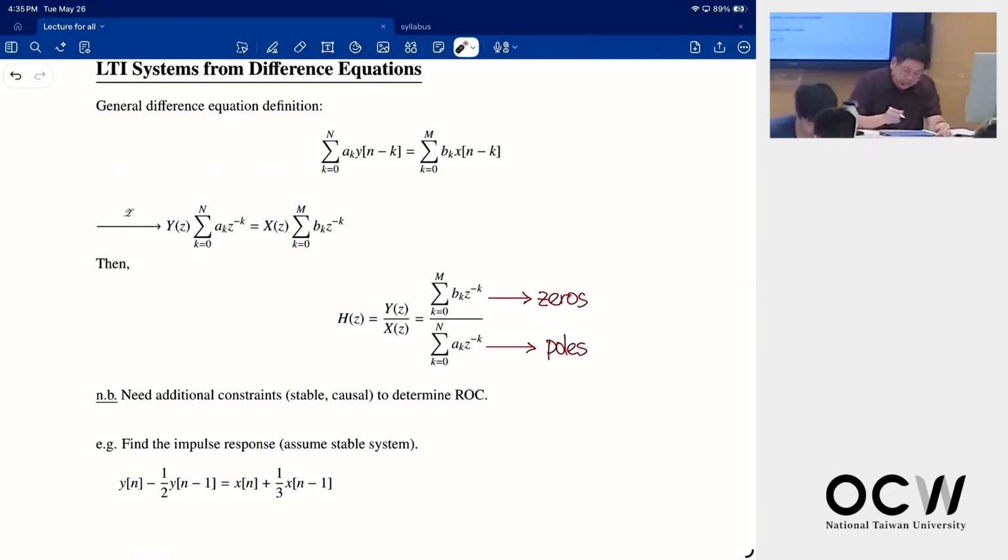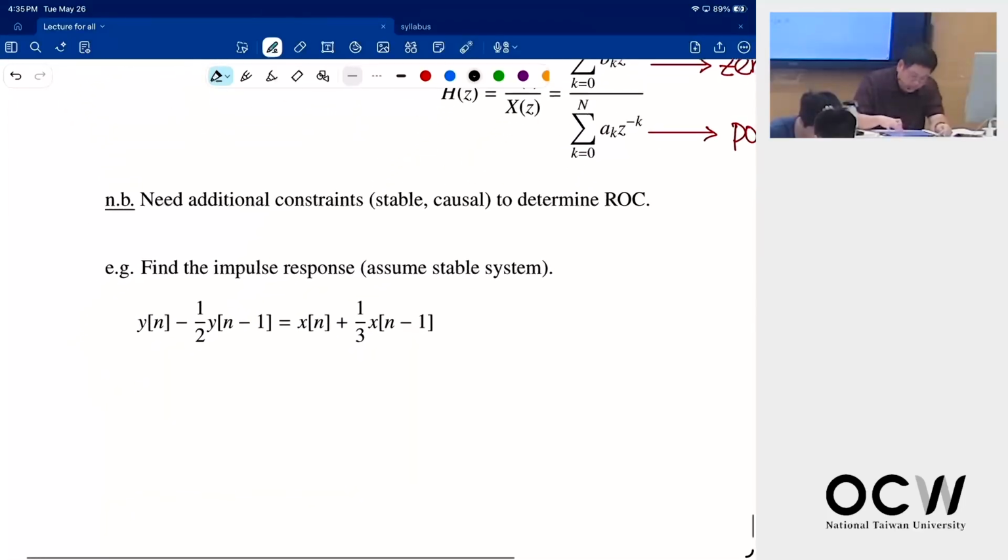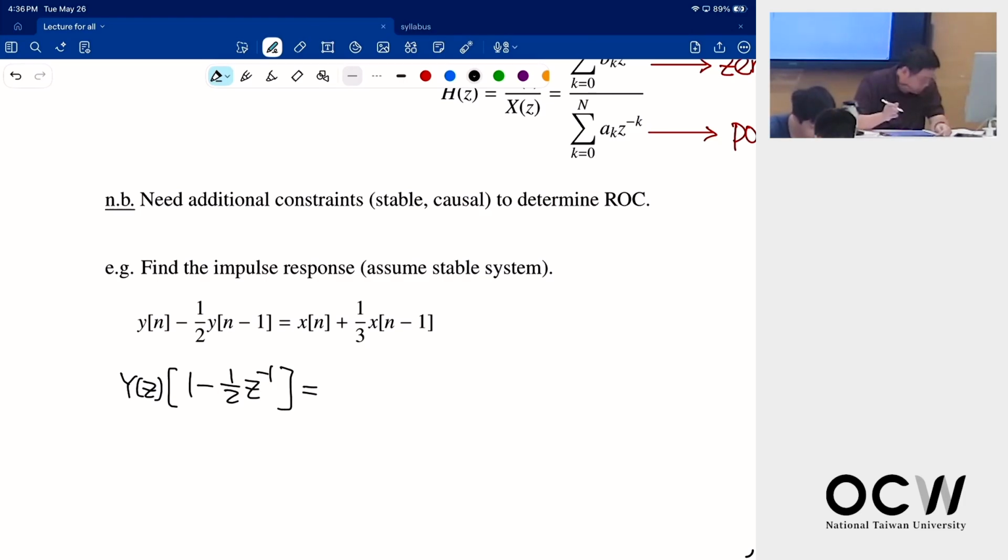Suppose the system is stable, we want to find the impulse response. Impulse response, that's h. Okay, what is the impulse response? If I take the Z transform, we have 1 minus 1/2 z to the minus 1, and 1 plus 1/3 z to the minus 1.